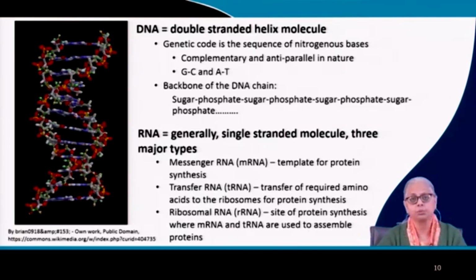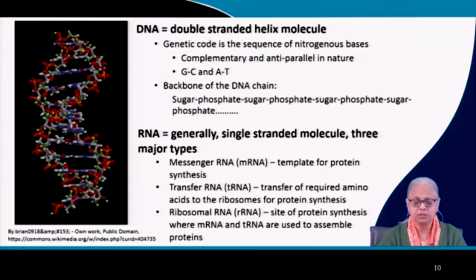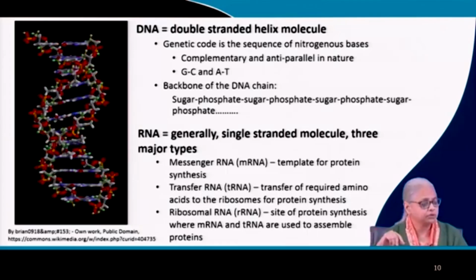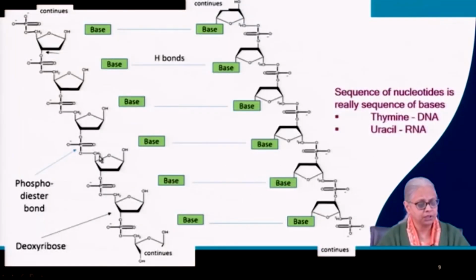So that is the backbone, the repeating sequence of sugar phosphate. Let me just show it to you again. So you have the ribose phosphate, it's attached to the next ribose and the next phosphate. So that is the backbone, and the coding, the genetic coding, is the nitrogenous bases.